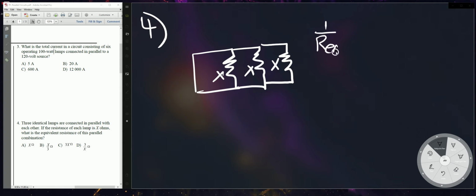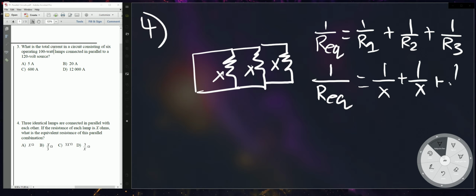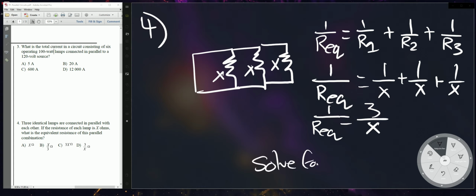1 over REQ equals 1 over R1 plus 1 over R2 plus 1 over R3. And so we know the resistance of each lamp, right? Resistance 1, resistance 2, resistance 3 is equal to x, so 1 over x plus 1 over x plus 1 over x. 1 over REQ now is 3 over x, and then you cross multiply, okay? You cross multiply and you solve for REQ. And there's your answer. You guys can solve it yourself.